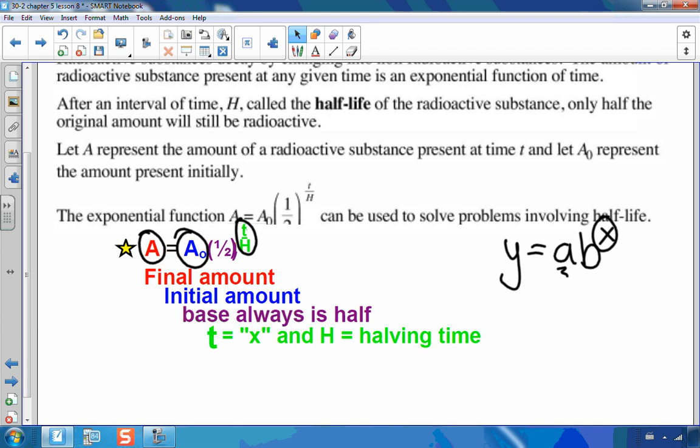If I want to know how much there is at, say, 2 days, my exponent wouldn't be 2, because that would imply I've gone through the half-life process twice. It would actually be 2 divided by 4. I would only have half of that amount. So the exponent here is always your unit of time divided by your half-life. So let's try a question using this formula.